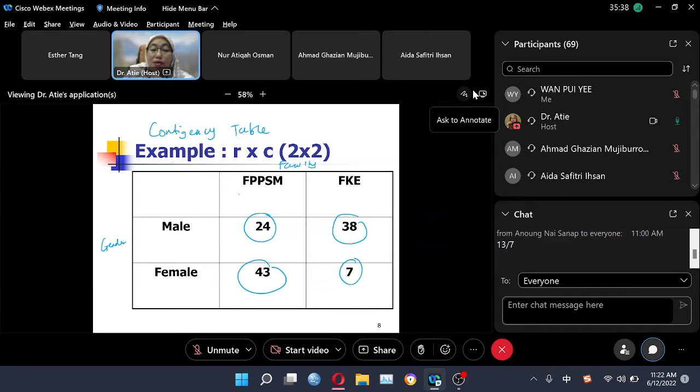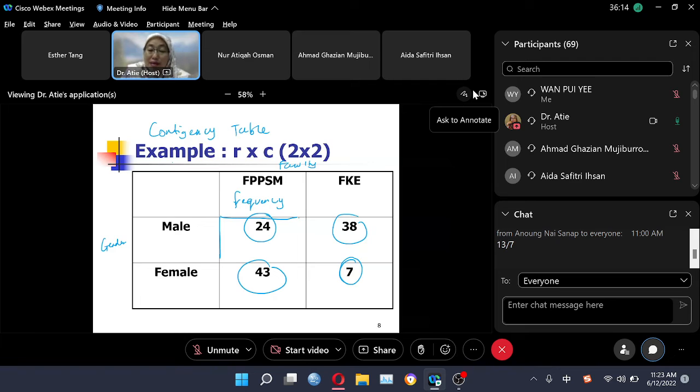Okay, this is what we call frequency. Frequency means how many, how often you see male in this faculty, FPPSM. For example, how many female can you see in FKE? So this number is not a score, it's not quantitative data. It's just the number to represent the frequency for each cell. Every single box, this box right here, is called a cell.